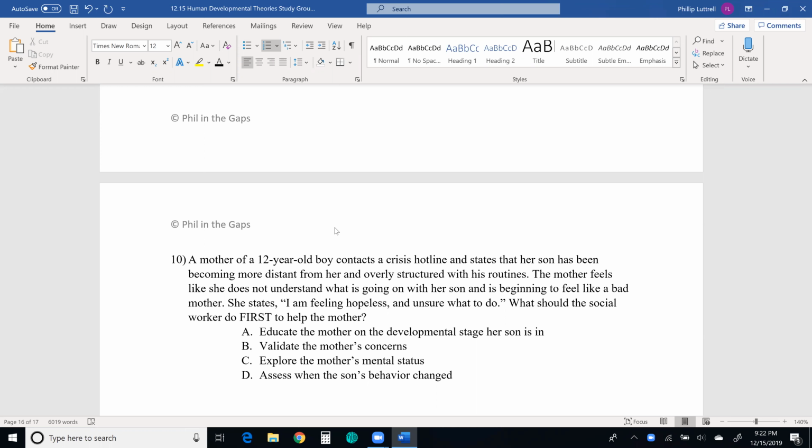A. Educate the mother on the developmental stage her son is in. B. Validate the mother's concerns. C. Explore the mother's mental status. D. Assess when the son's behavior changed. When you have your answer, type one thing that you learned from the session tonight.